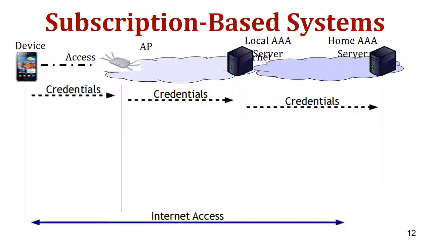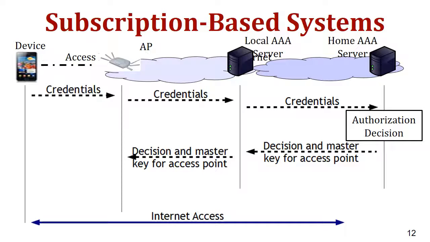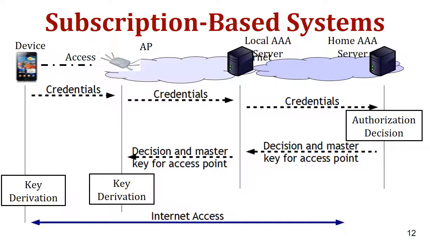Basically, this local AAA server will forward the request to the home AAA server, and the home AAA server will make the authorization decision and generate the master key for the access point and send it to the local AAA server. So the local AAA server serves like a proxy, and will send out the decision and master key for the access point. Now, the access point and the device will reach an agreement, and they will derive the key together based on the master key.